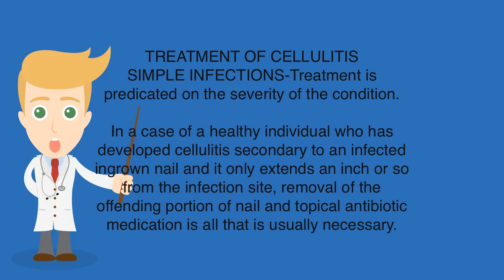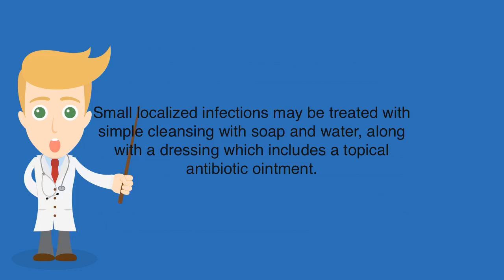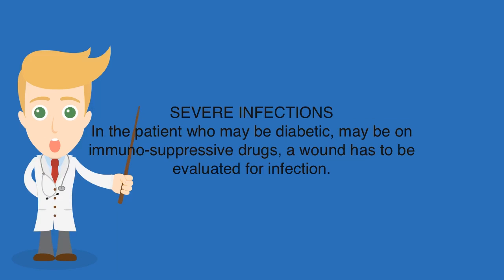Treatment of cellulitis. Simple infections: treatment is predicated on the severity of the condition. In the case of a healthy individual who has developed cellulitis secondary to an infected ingrown nail, and it only extends an inch or so from the infection site, removal of the offending portion of nail and topical antibiotic medication is all that is usually necessary. Small localized infections may be treated with simple cleansing with soap and water, along with a dressing which includes a topical antibiotic ointment.